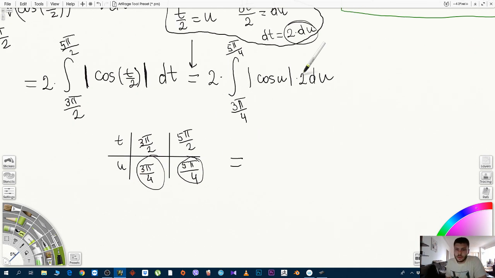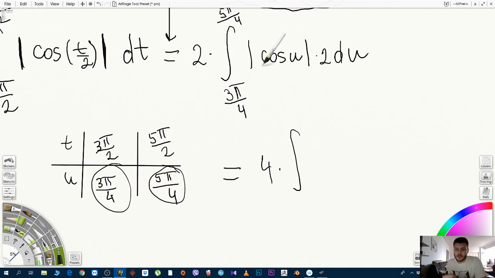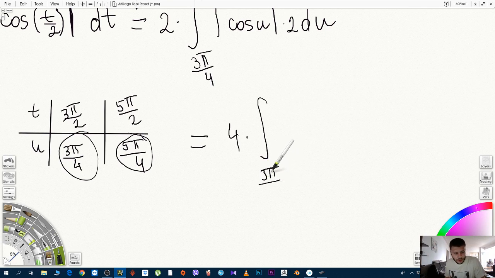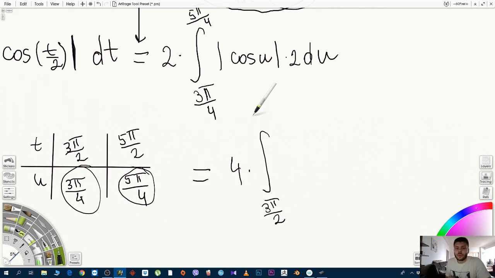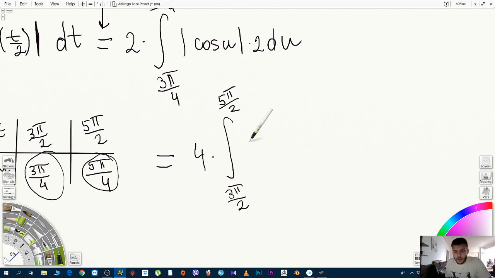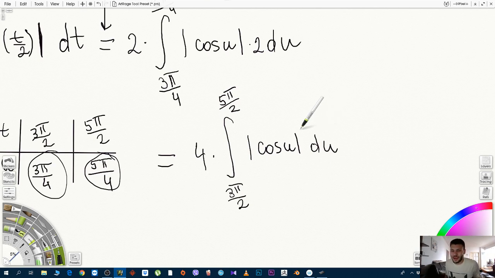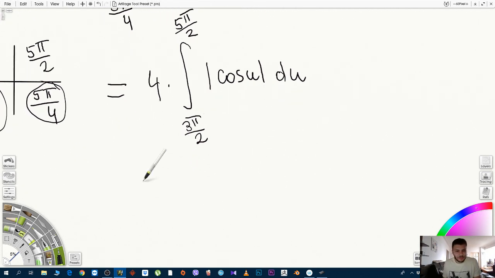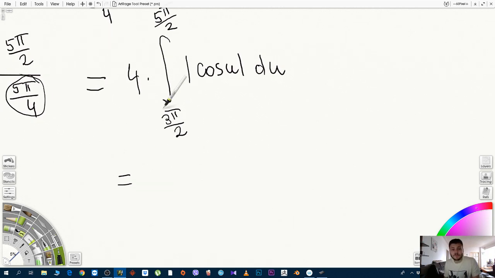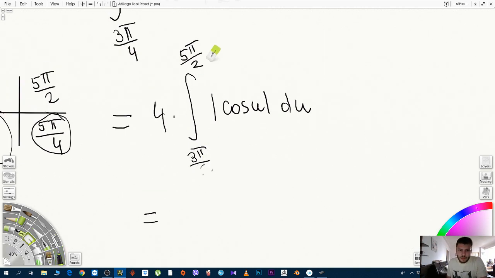This constant will go out, so we have something like this: 4 times the integral from 3 pi quarters to 5 pi quarters of absolute value. It's hard for me to say absolute value, maybe because my native language doesn't have such pronunciation of that word. In Serbian we call it apsolutna, and it's a little bit difficult for me to say absolute, so sorry for that, but you understand what that means. Oh sorry, quarters, my mistake.